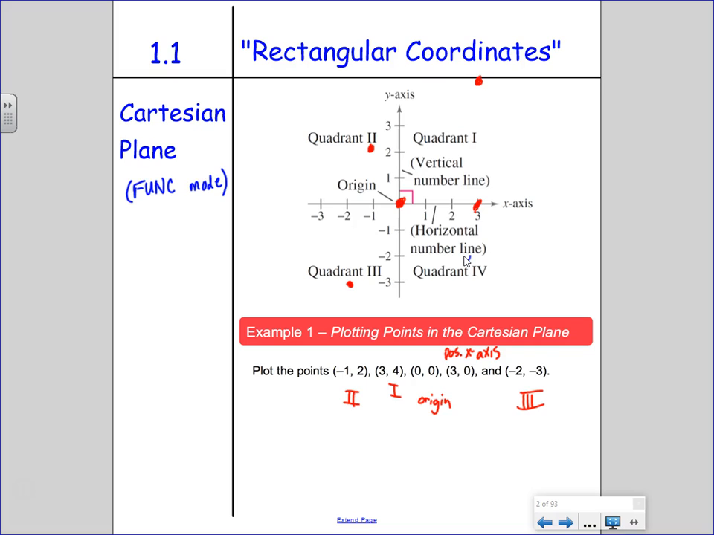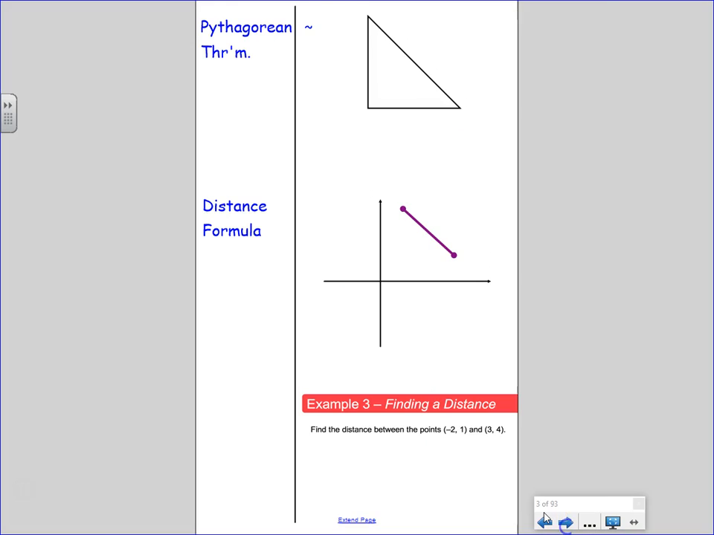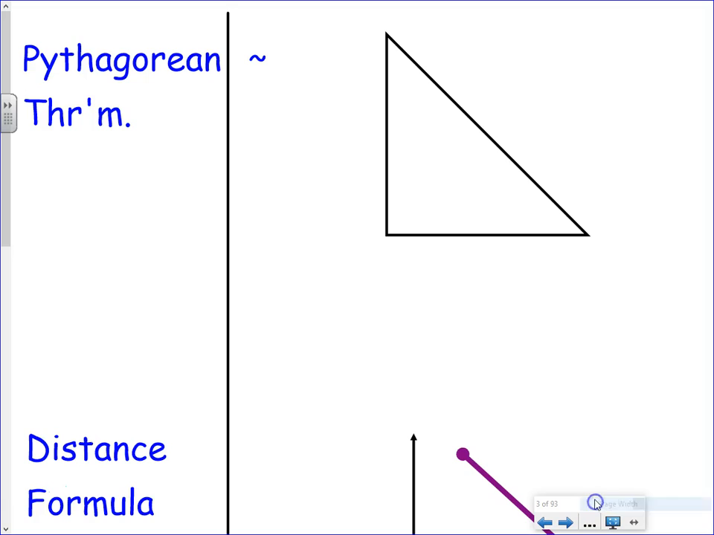Review stuff, yeah? That didn't work. Let me try it differently. Pythagorean theorem. I know, I told you it was review. What's the formula you've known ever since geometry? Maybe algebra 1. A squared.